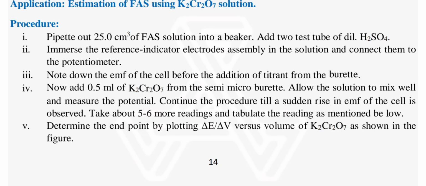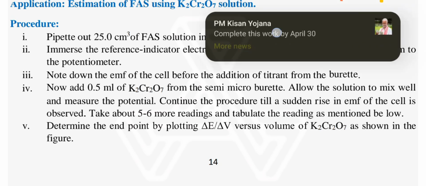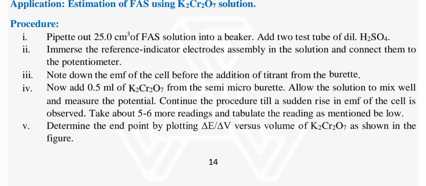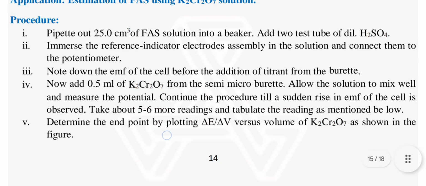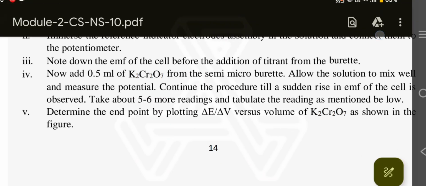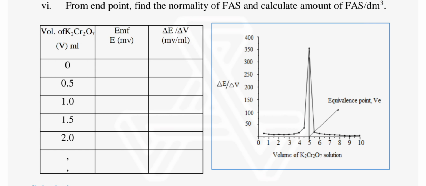Now add 0.5 ml of K2Cr2O7 from the semi-micro burette. Allow the solution to mix well and measure the potential. Continue the procedure till a sudden rise in EMF of the cell is observed. Take about 5 to 6 more readings and tabulate the readings as mentioned below. Determine the endpoint by plotting delta E by delta V versus volume of K2Cr2O7 as shown in the figure. Like this.